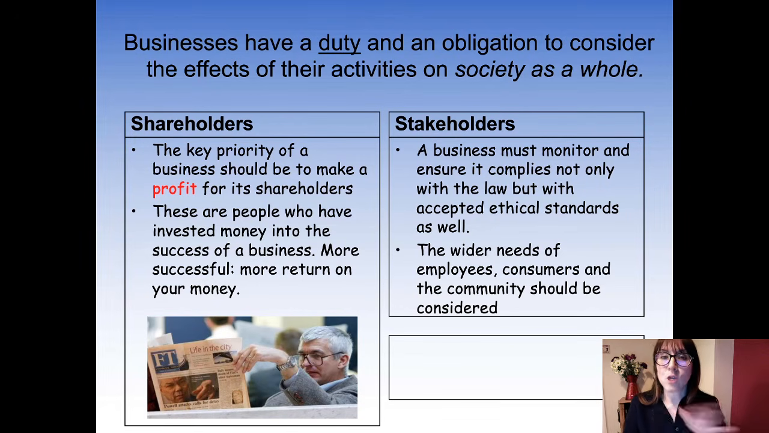I'm a stakeholder in college, and that's my job and my employment. So I have my job at stake. You have your education at stake. When you go into a shop, for example, you are a stakeholder in that you are buying something from them, and therefore you need to know that what you're buying is of a certain quality and standard.